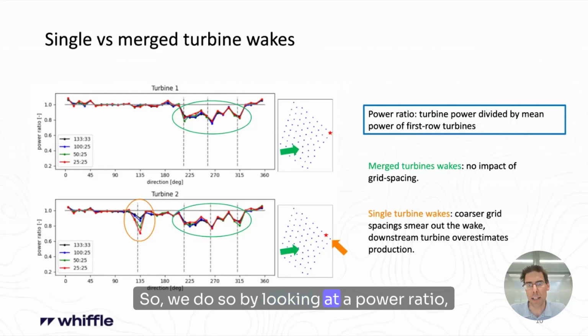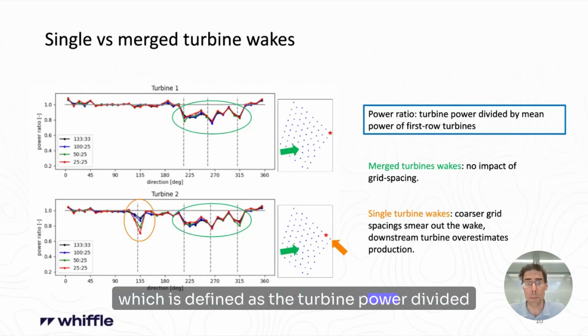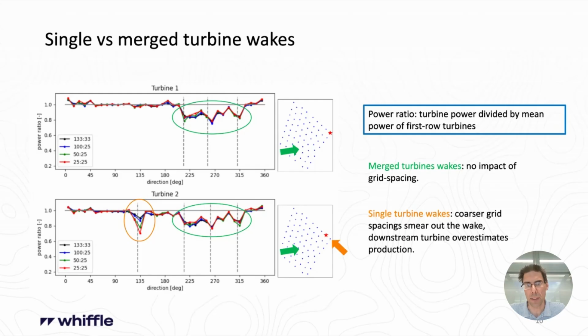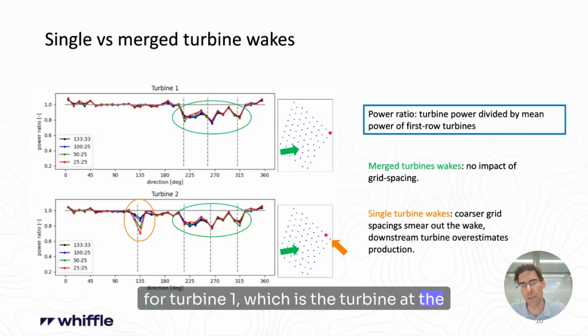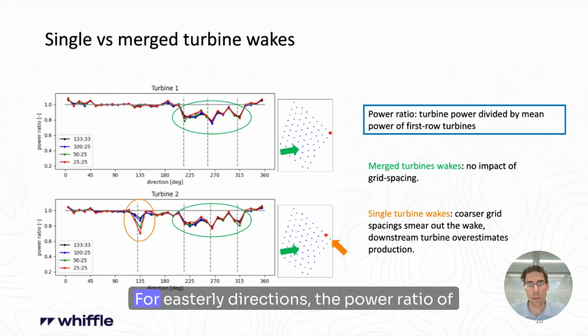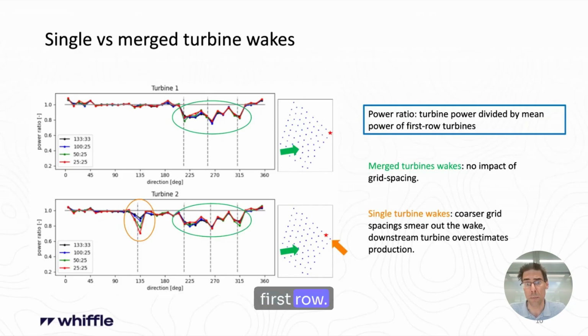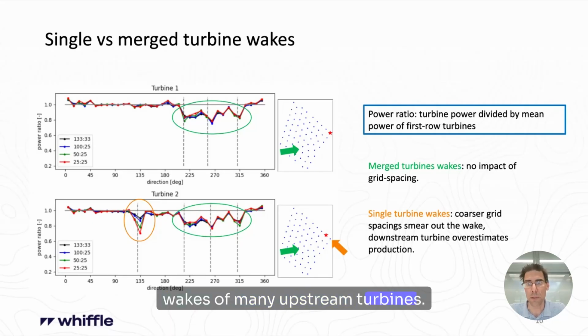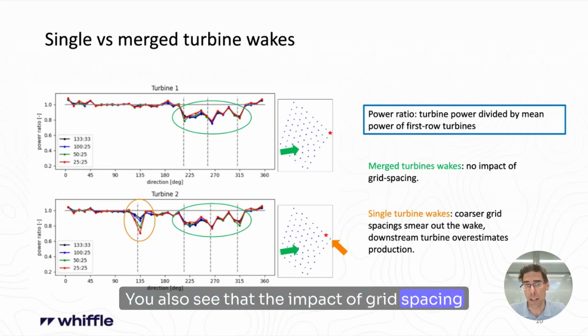We do so by looking at a power ratio, which is defined as the turbine power divided by the mean power of the first row turbines. The upper panel gives this power ratio for turbine 1, which is the turbine at the far east corner of the wind farm. For easterly directions, the power ratio of turbine 1 is 1 or close to 1, because for these directions the turbine is part of the first row. For westerly directions, indicated by the green arrow, the power ratio is considerably smaller than 1, and that is because the turbine is waked by the wakes of many upstream turbines. And you also see that the impact of the grid spacing is small.